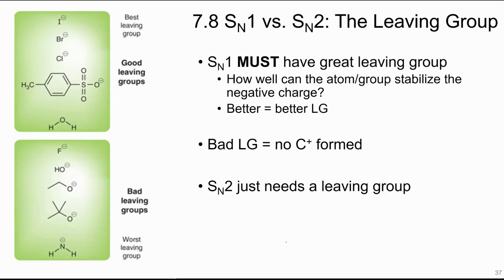For the leaving group, SN1 must have a great leaving group. If it can't leave on its own, it's not ready to leave, then it won't leave and it won't form a carbocation. The leaving group is determined by how well the atom or group can stabilize the negative charge. If it's better at stabilizing the charge, it's going to be a better leaving group. So the best leaving groups are the halogens, not including fluoride, the tosyl groups, and then water, and your worst ones are here. If there's a bad leaving group, the carbocation is not going to form. And in an SN2 reaction, you just need a leaving group because the nucleophile is the one driving the reaction.